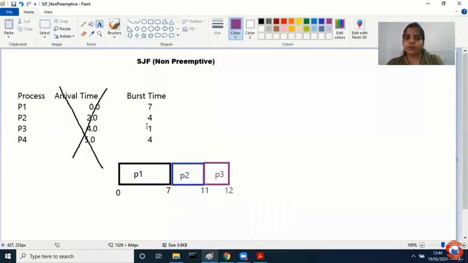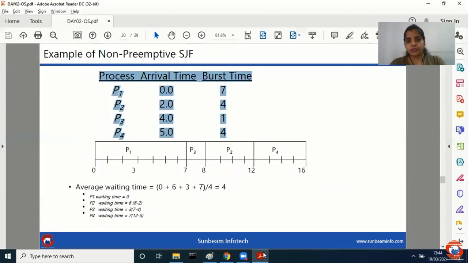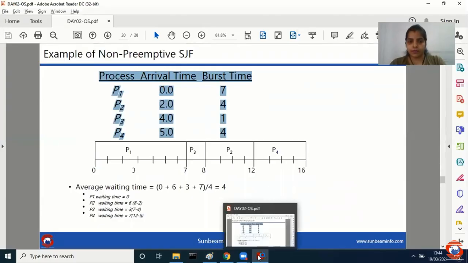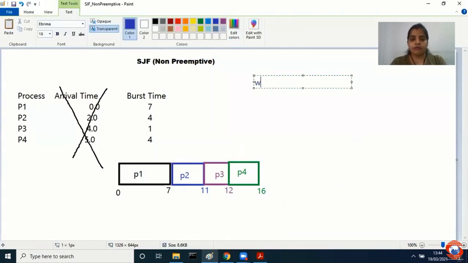While considering shortest job first, non-preemptive, initially do not look into the arrival time. We will check it later at the time of waiting time. Next, I will say P4, which has got 4 burst time, means up to 16. Can I say like this? This is the diagram I've drawn. Have you understood up to this point? Right. Now I will calculate waiting time.